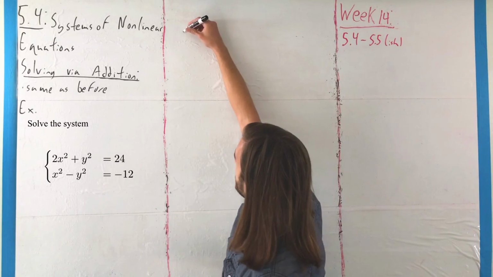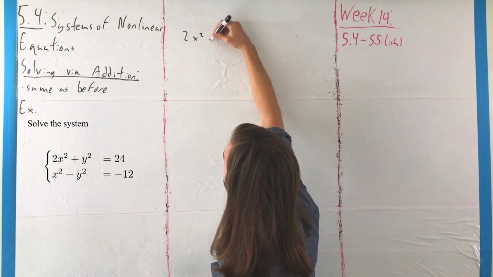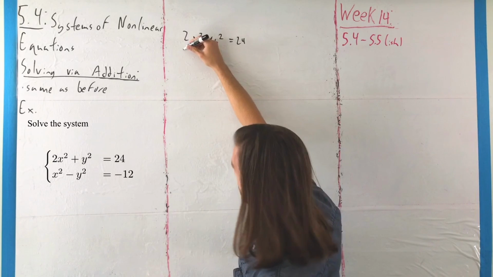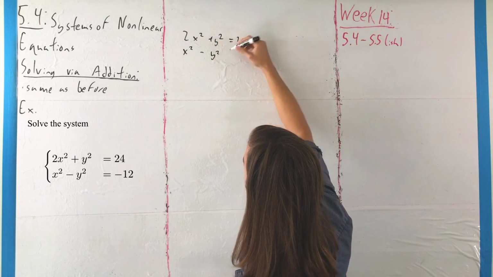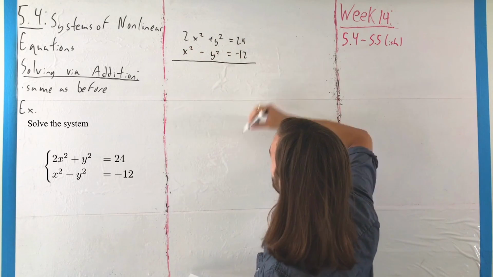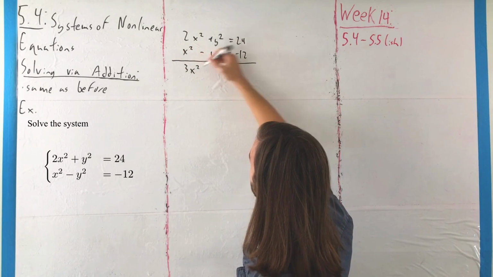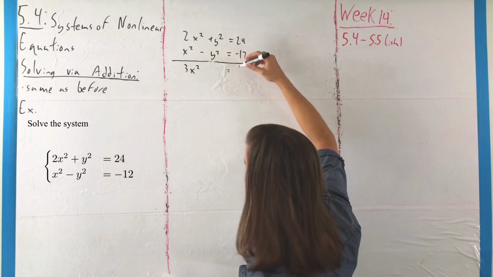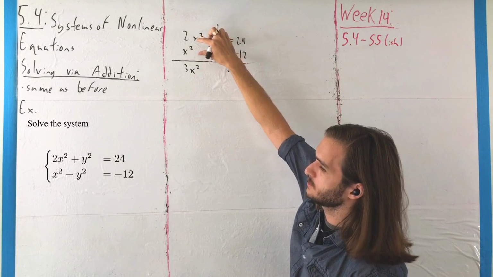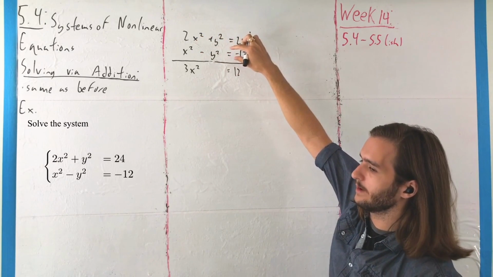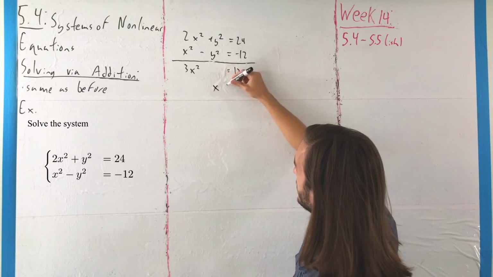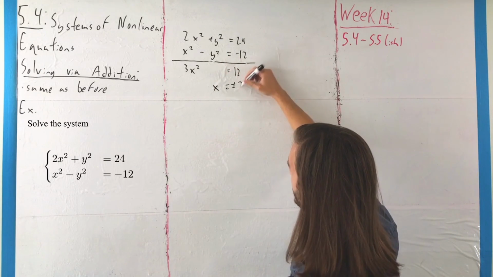So, if we take 2x squared plus y squared equals 24, and x squared minus y squared equals negative 12. My spacing looks weird there, but if you add these up, you'll end up getting 3x squared is equal to positive 12, because 24 minus 12 is 12, and 2 plus 1 is 3. Then 1 minus 1 is 0. But you get that, divide out the 3, and you will end up having that x is going to be equal to plus or minus 2.